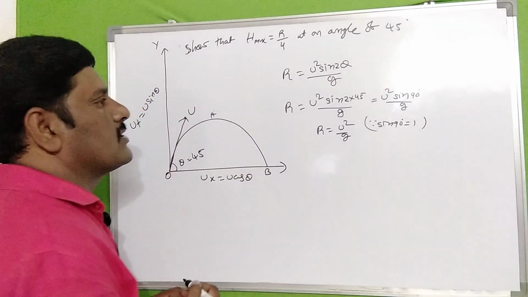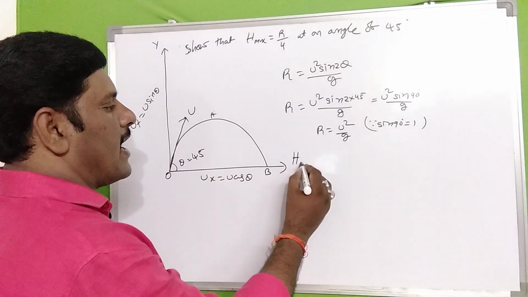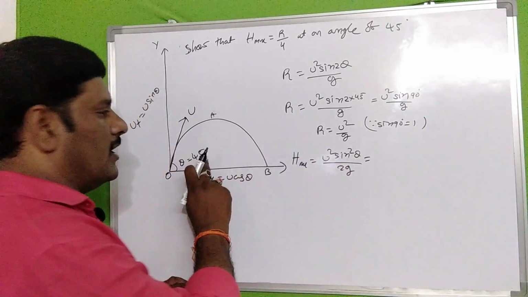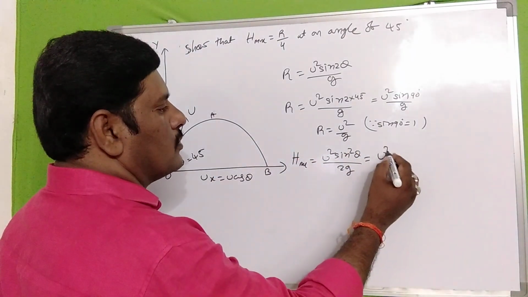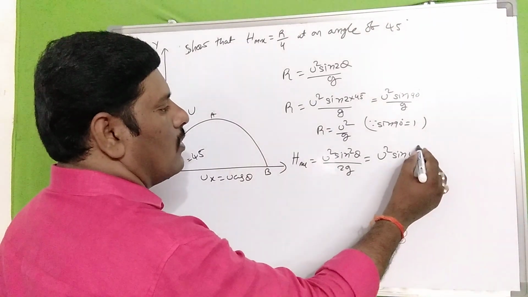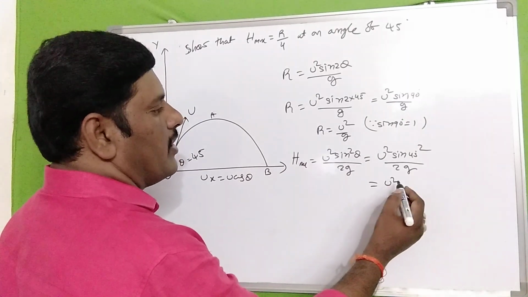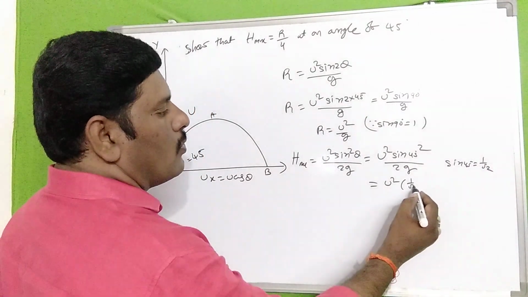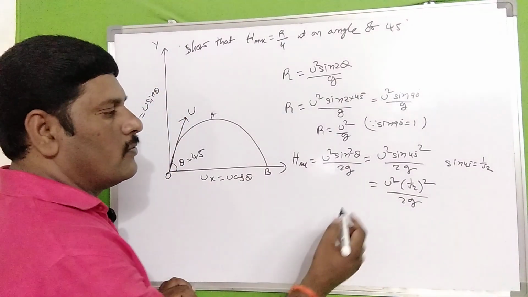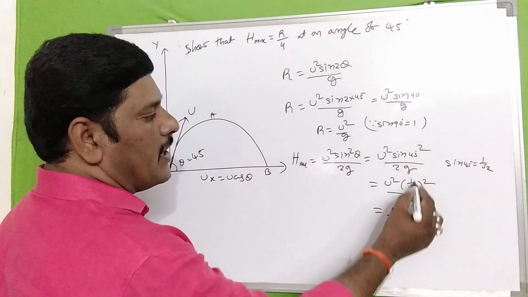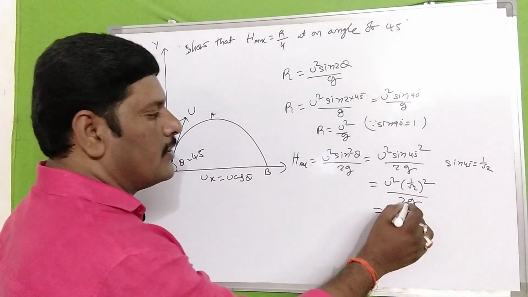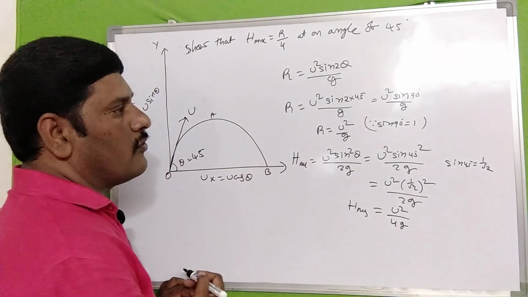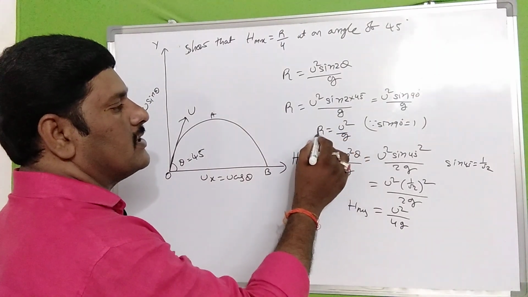Another relation we know is h maximum equal to u square sine square theta by 2g. Here we apply the angle theta equal to 45 degrees, so u square sine 45 degrees whole square by 2g. Sine 45 is nothing but 1 by root 2, so 1 by root 2 whole square by 2g. Now we simplify: 1 by root 2 whole square is nothing but 1 by 2, so u square by 4g. So h maximum equal to u square by 4g. Here we already proved that u square by g is r.